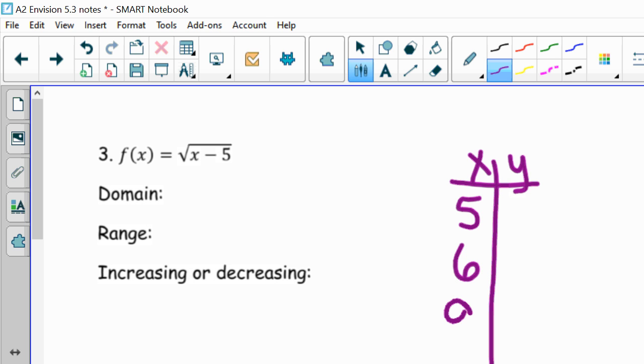That's going to be 9. So now I'm going to plug these in. 5 minus 5 is 0. Square root of 0 is 0. 6 minus 5 is 1. Square root of 1 is 1. 9 minus 5 is 4. Square root of 4 is 2.